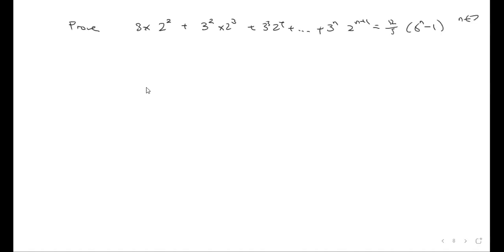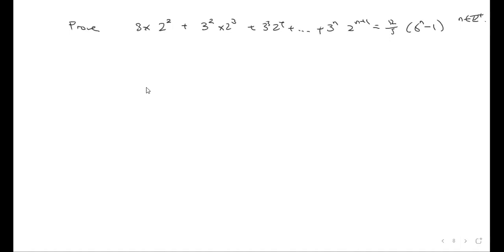We want to prove that 3 times 2 squared plus 3 squared times 2 cubed plus 3 cubed times 2 to the power of 4 plus dot dot dot plus 3 to the power of n times 2 to the power of n plus 1 equals 12 over 5 times 6 to the n minus 1, where n is a positive integer.